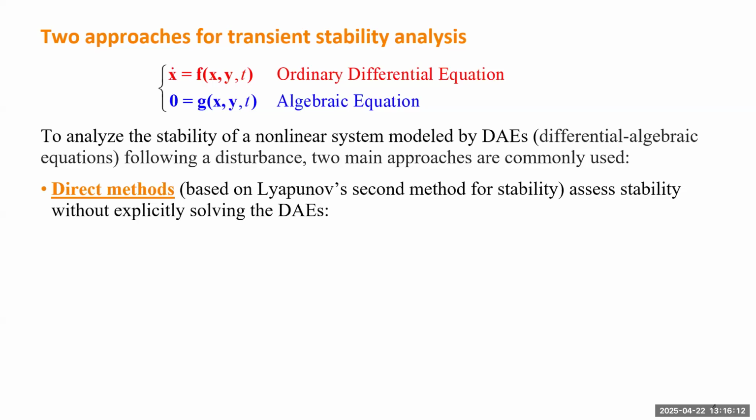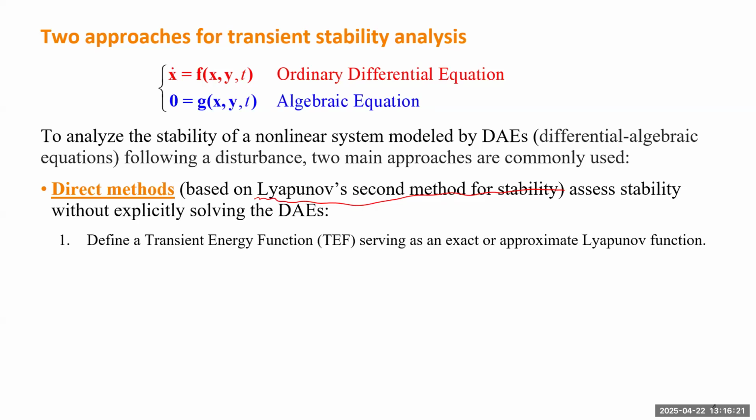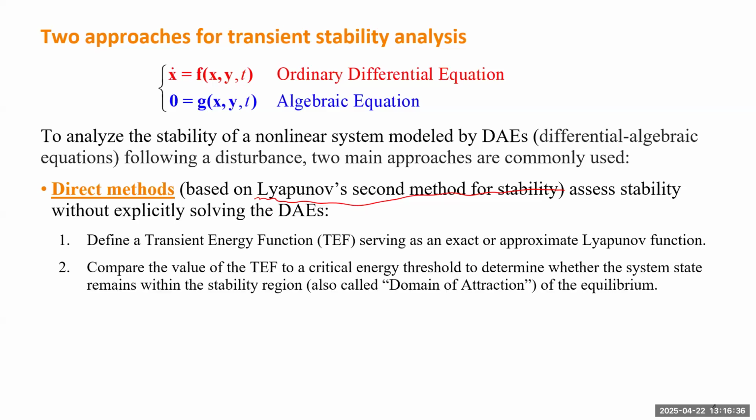They utilize methods from Lyapunov's second method for stability. For instance, you can define an energy function or transient energy function, which is either an accurate or approximate Lyapunov function. We'll talk about Lyapunov functions later. Then you can compare this energy to a critical value, the threshold value. If it's higher than the threshold, it will escape from the stability region, or domain of attraction. If it's lower than the threshold, it will stay within that domain. Okay, the system will be stable.